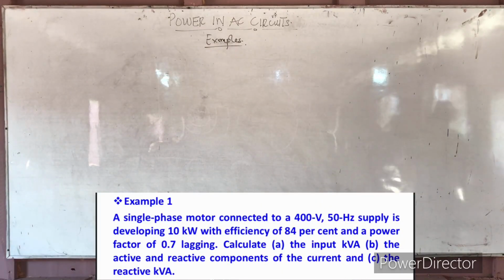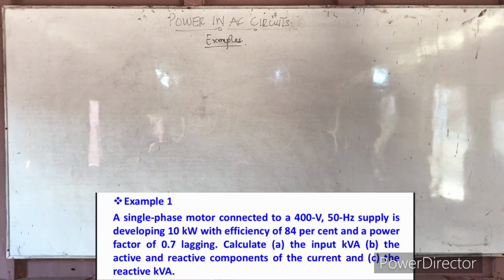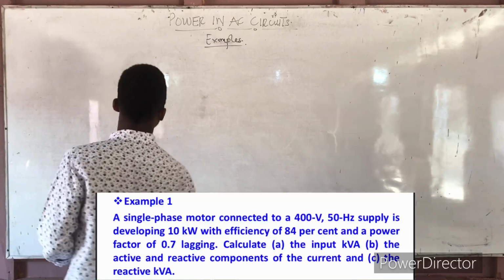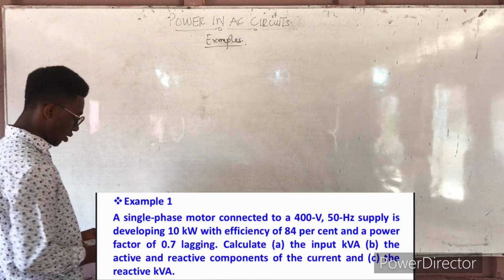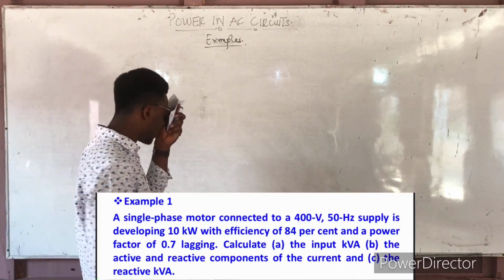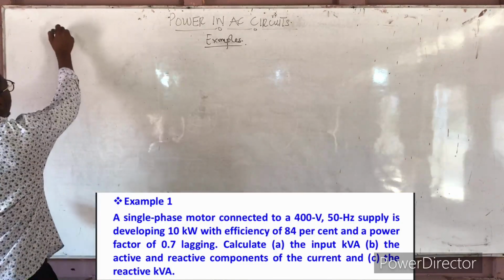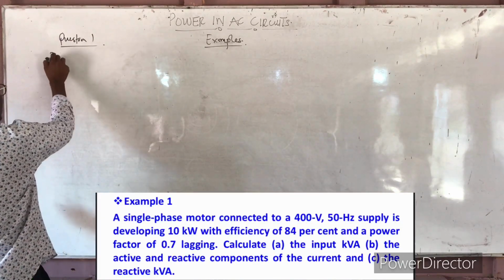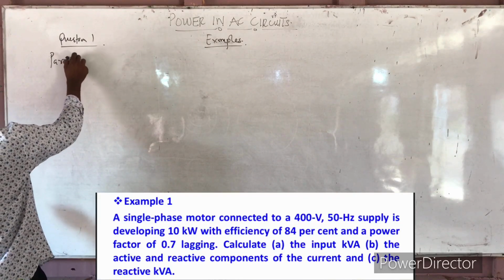A single-phase motor connected to a 400-volt 50 Hz supply is developing 10 kilowatt with efficiency of 84% and a power factor of 0.7 lagging. Calculate A, the input kVA, B, the active and reactive components of the current, and C, the reactive kVA.